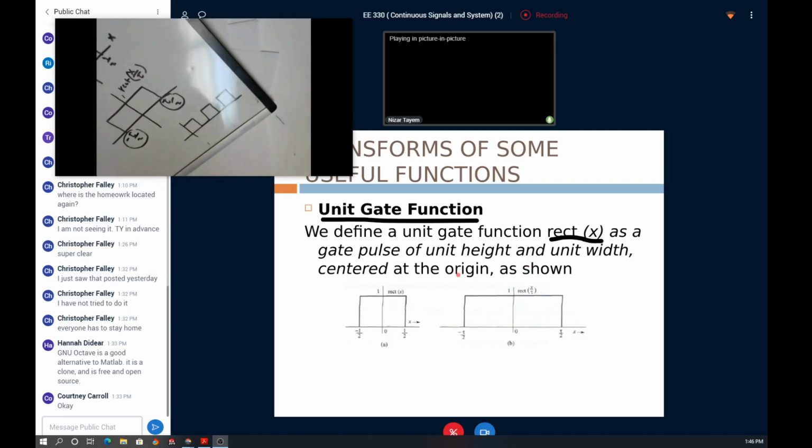To find the Fourier transform for this type of signal, we can use a differential. First, rect x is defined from -1/2 to 1/2, and the amplitude or height is equal to 1. If we take from -τ/2 to τ/2, this is going to be rect x over tau in this case. Is it clear? Do you have any question about the rect function?